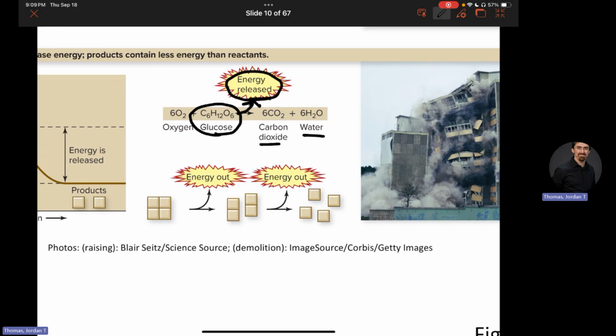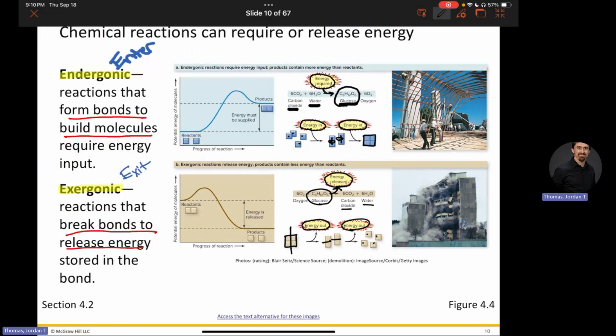It's exiting. And at the bottom example, we go from our cube, we cut it in half, and energy is released from those chemical bonds. And we make these rectangles. And if we cut both of those in half, more energy is released to make our little squares. So remember, make sure you know the definite difference between the two. Endergonic enters. Endergonic is using energy to build. Exergonic exits. Exergonic breaks bonds, and energy exits the system.